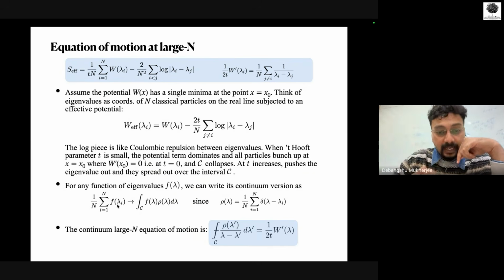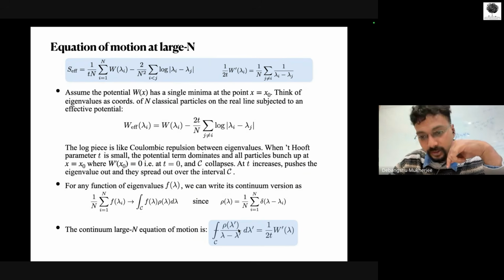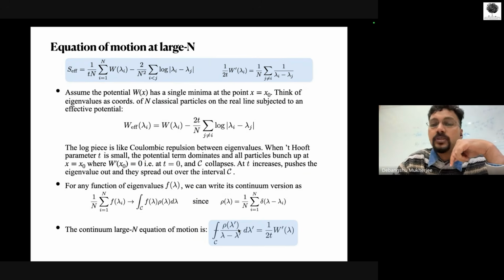Now, if I naively use this, what we get in the continuum large n limit is that the equation of motion of these eigenvalues looks like this particular integral equation. And this is where you see a very, very sharp departure from the usual field theory that one might see in a standard textbook. You do not expect your equations of motion to be integral equations.